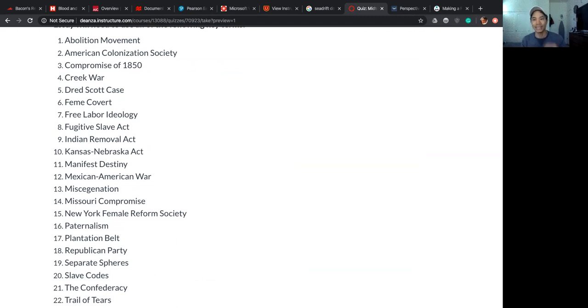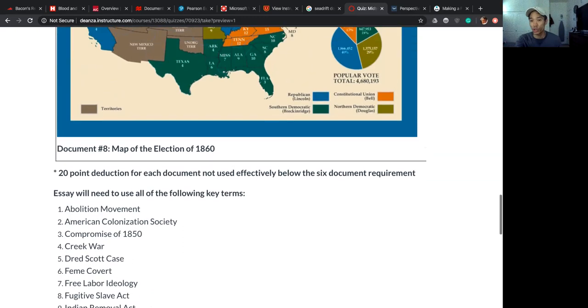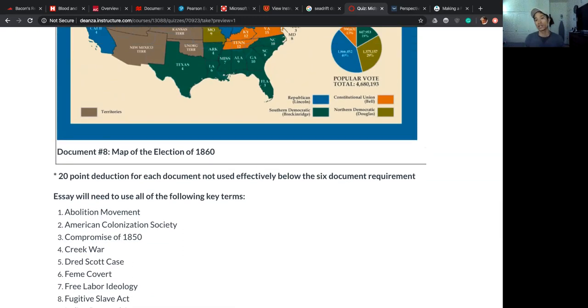So what I want is a cohesive essay: introduction, thesis, body paragraphs, topic sentence, evidence. That's where your documents come from. That's where your key terms come from. And ultimately in your body paragraph, analysis, correlating to me why the documents and the key terms that you have used help you answer the question. Because remember, I'm asking you a question. So for every document that you don't use below 6, it's a deduction of 20 points.